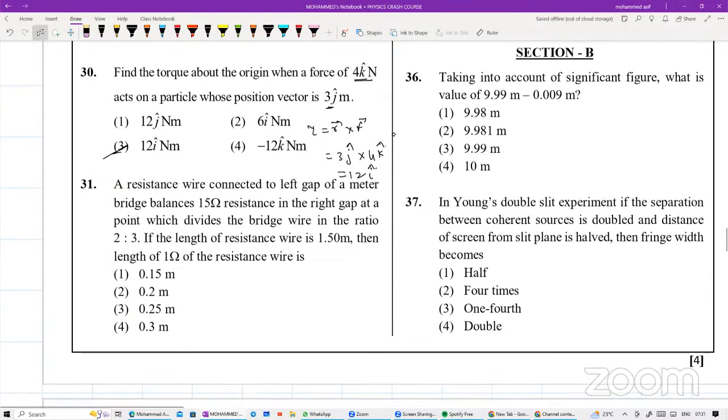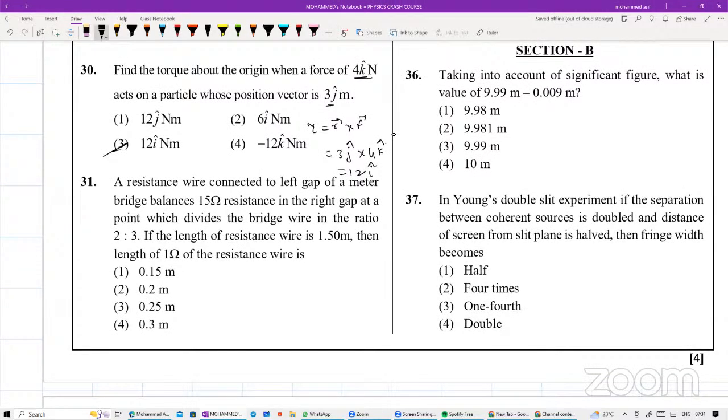Question number 31. The resistance wire connected in the left gap of the meter bridge balances 15 ohm resistance in the right gap at the point which divides the bridge into the ratio of 2:3. If the length of the resistance wire is 1.50 meter, then the length of 1 ohm resistance wire will be equal to how much? It is something like this. Here there will be one resistance, here another resistance, and below a potentiometer wire, with a galvanometer between the two, and here the jockey. Its length is L1, this length is L2, this one is P and this one is Q.